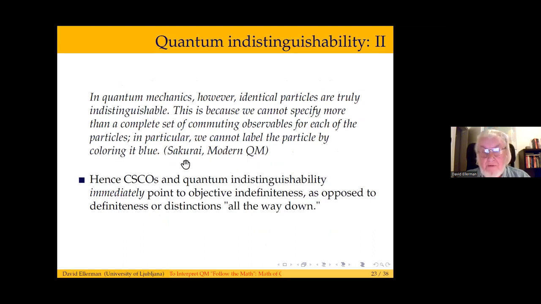So as Sakurai says, in quantum mechanics identical particles are truly indistinguishable. This is because we cannot specify more than a complete set of commuting observables, a CSCO, for each particle. In particular, we cannot label a particle by coloring it blue or whatever. We cannot start adding on other properties. So this by itself tells us that we have to have objective indefiniteness. We don't have definiteness all the way down. That alone. Now, in the paper and in the underlying book, I went ahead and derived the bosonic and fermionic spaces, the dimension of the spaces and the quantum statistics and all that.